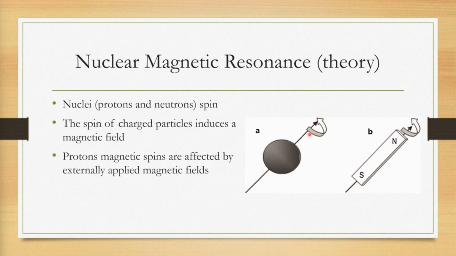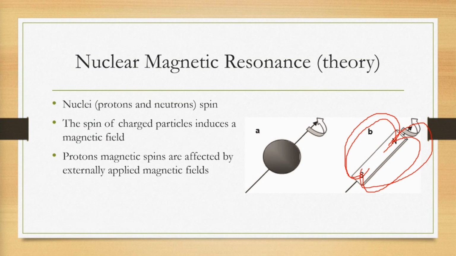So as they spin, which is shown here, you can imagine a nucleus spinning on an axis. It generates this magnetic field. Just like we think about around the Earth, around a magnet, there's a magnetic field. We have a North Pole and a South Pole around the nucleus of an atom.